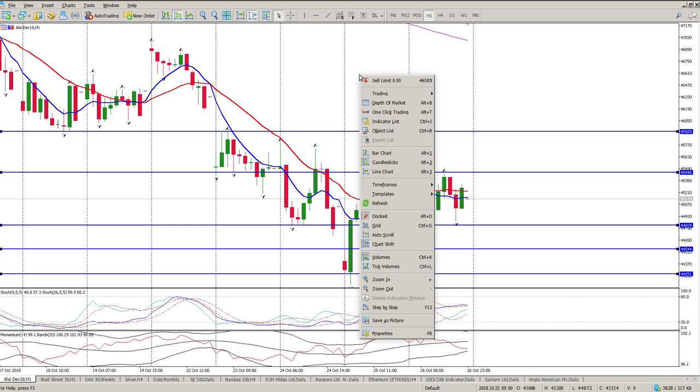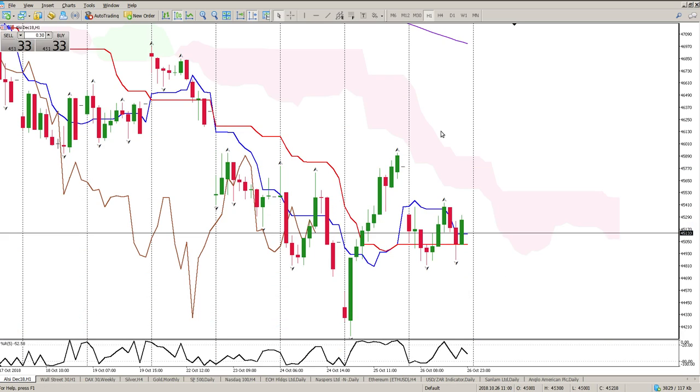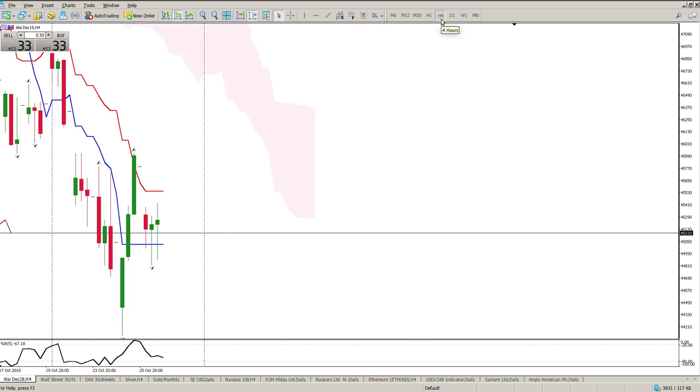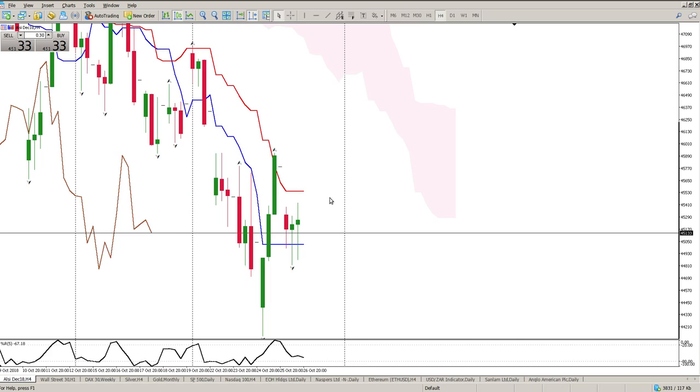Okay, so before we close down, let's just go have a look at the Ichimoku. And I want to start with the daily. You can see how the daily has flattened out. So we've got Kijunsen and Tenkansen flattening out. We've got the cloud flattening out. Nothing to read into it, but it just indicates that we are ranging currently.